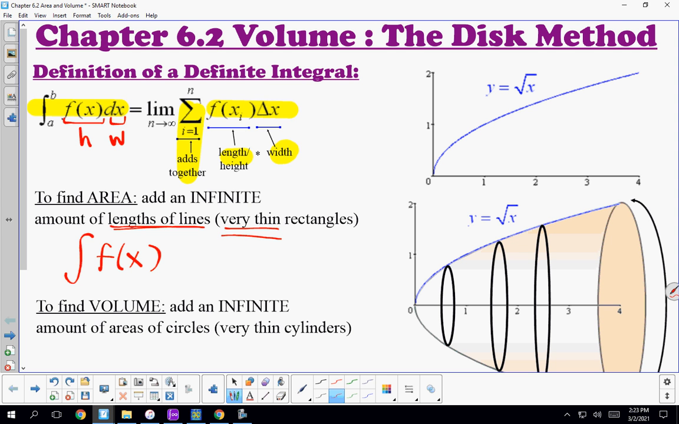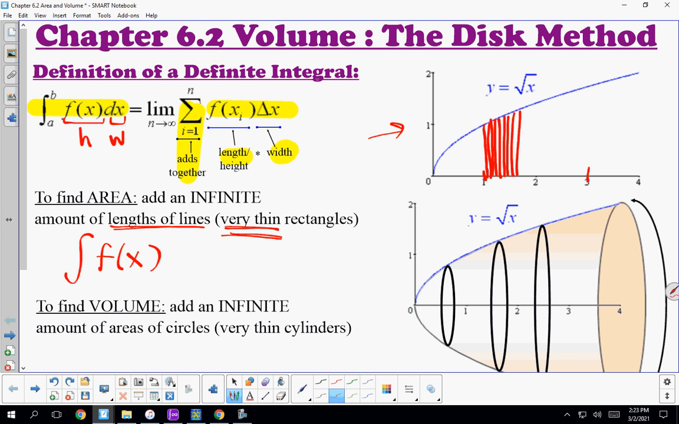So if I wanted to find the area under this curve here in this graph from, let's say, 1 to 3, I could add together the length of each of these. And again, they're so thin that we can think of them as lines or very, very thin rectangles. And so that's what we think of when we're calculating area.